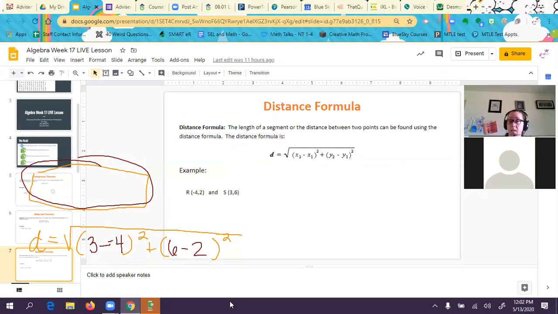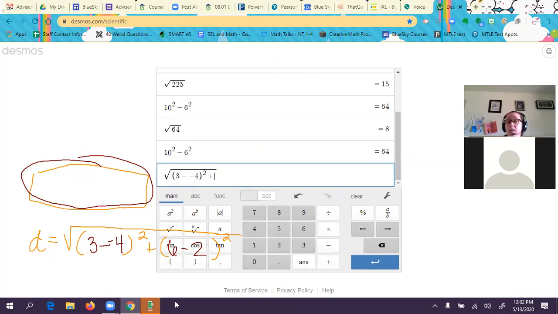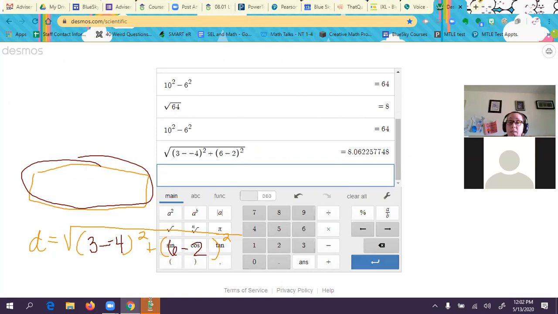Okay. So I'm going to type in a big square root first, parentheses. If it shows parentheses, you have to type in parentheses. Minus a -4 squared plus 6 minus 2 squared. Hit enter. And then it's going to tell you where to round it.